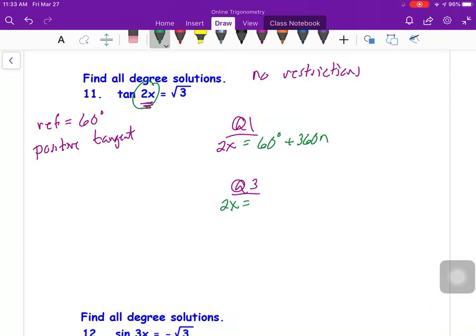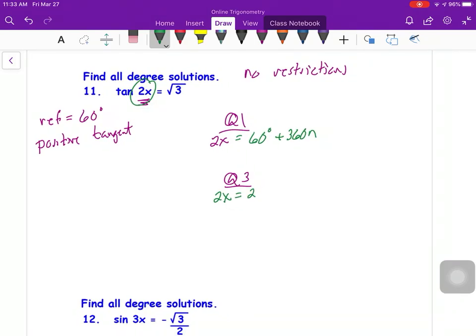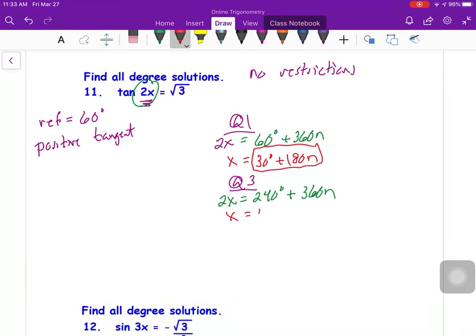In quadrant 3, our 2x would be equal to, now quadrant 3, I have to take 180 and add 60, so that gives me 240, and then I add the 360n. And now we're going to go back and finish those. Of course, we actually want to solve for x, so we have to divide everything by 2. If we divide everything by 2, the quadrant 1 answers are 30 degrees plus 180n. For the quadrant 3 answers, we divide by 2, we get 120 degrees plus 180n. So that was a multiple angle problem.